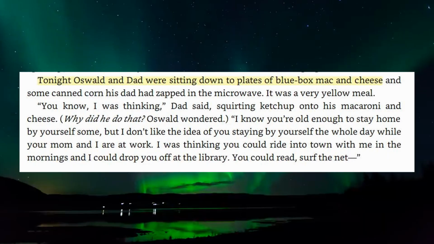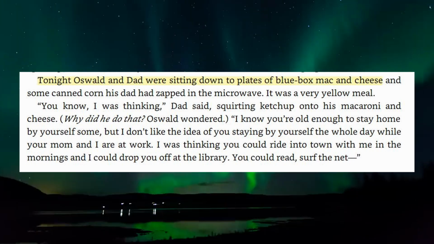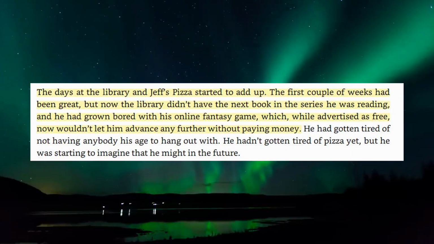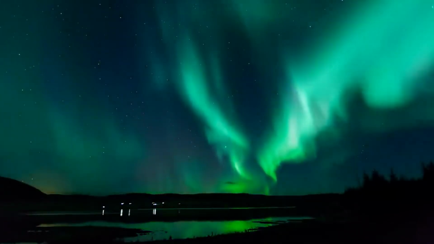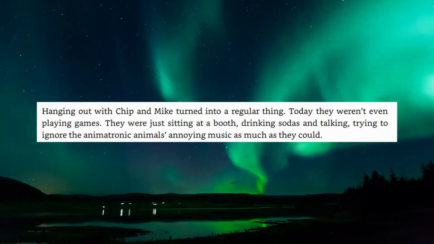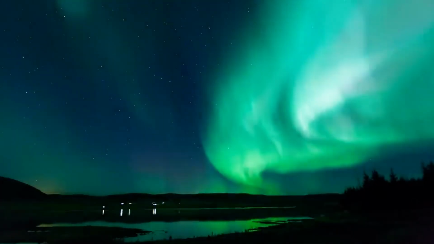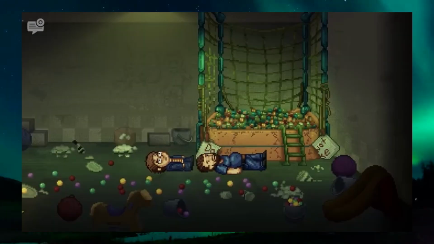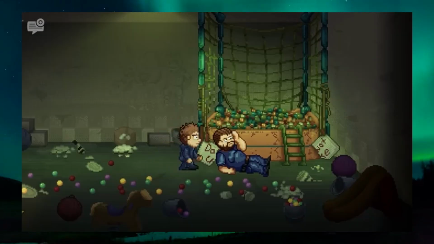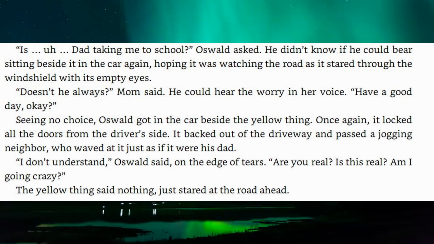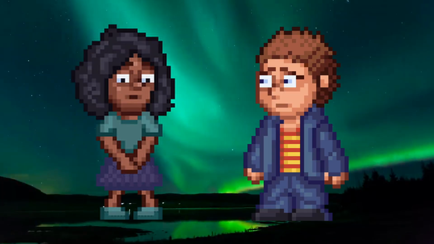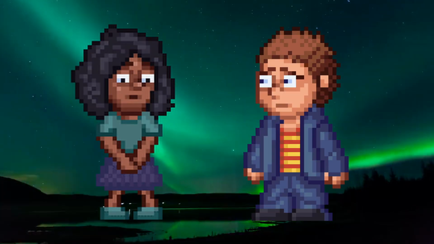Oswald's dad proposes the whole library and Jeff setup that evening, which Oswald endures for a few weeks. When he does start to travel to 1985, he visits enough times for it to be a regular thing the day before the MCI. On the last day of summer, the MCI happens. His dad gets replaced by the Yellow Rabbit, which isn't as aggressive and does things like cook and drive Oswald to school.